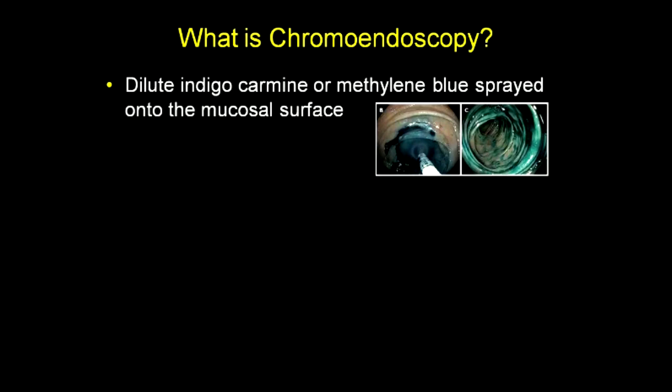So the question here is, what is chromo endoscopy? This is where we use a dilute form of a blue dye. The two that we use are indigo carmine or methylene blue. And we use a spray catheter, or sometimes we mix it in with our spray water in the colonoscopy and just spray it onto the colon. It sounds way more advanced than it actually is.